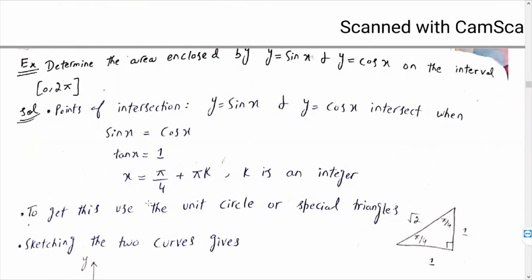After discussing this, I'll move to the second area problem example. Determine the area enclosed by y equals sine x and y equals cos x on the interval 0 to 2 pi. Now you have to find the point of intersection, as both the functions are in terms of x, so y is equal to f of x. So equate them. After equating them, I am getting this value.